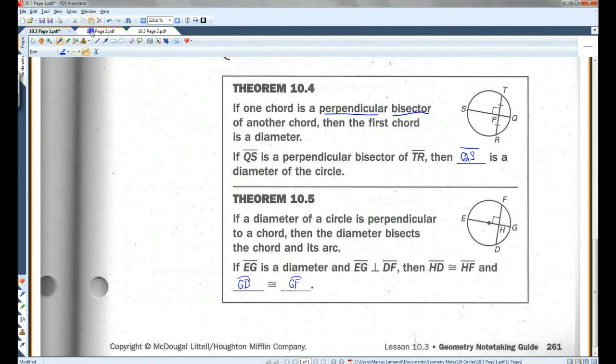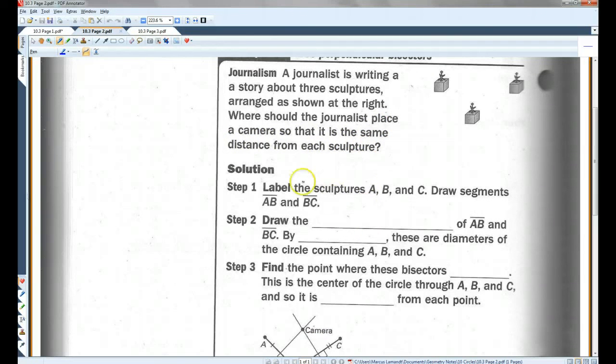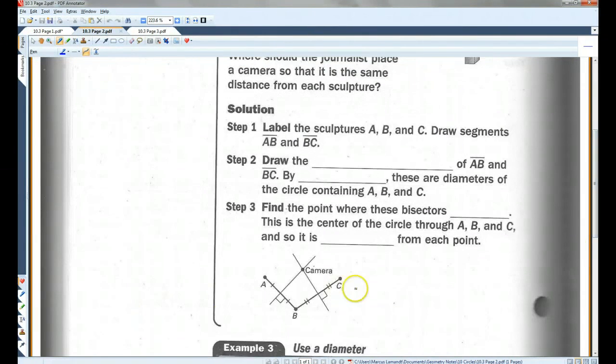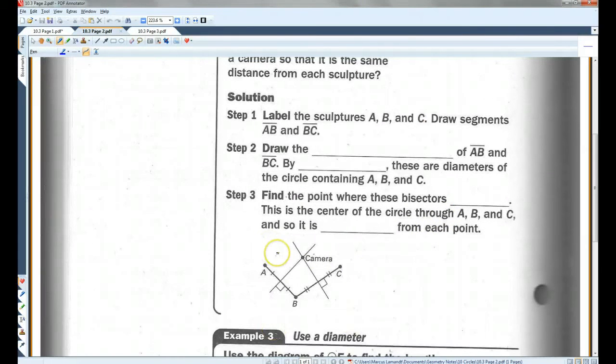Okay, let's go on to page 2. Example 2. A journalist is writing a story about 3 sculptures, arranged as shown at the right. Where should the journalist place a camera so that it is the same distance from each sculpture? Label the sculptures A, B, and C. Draw segments AB and BC. Actually, I think they have it down here. So ignore this. They drew it nicely down here for you. So, we'll say this is A, this is B, this is C, and we draw it.